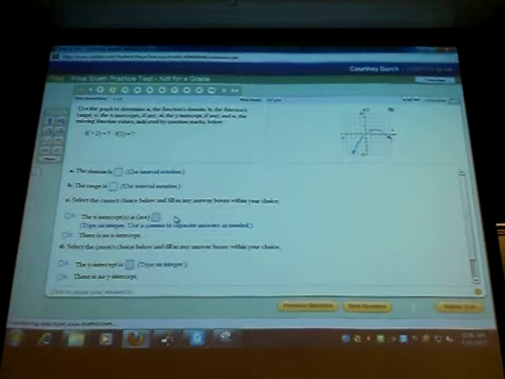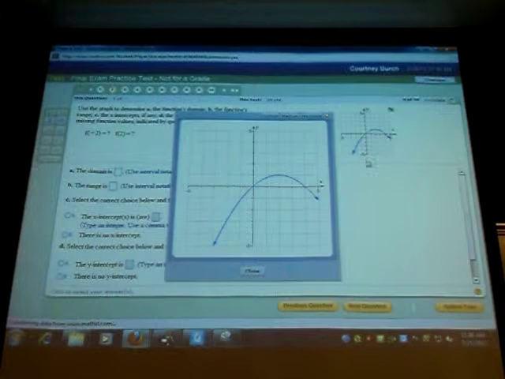Okay, number 2. So my question says, use the graph to determine A, the function's domain, B, the function's range, the x-intercept, the y-intercept, the missing function values. So first I want to find the domain of this function. 0 to infinity, up to, looks like 1.